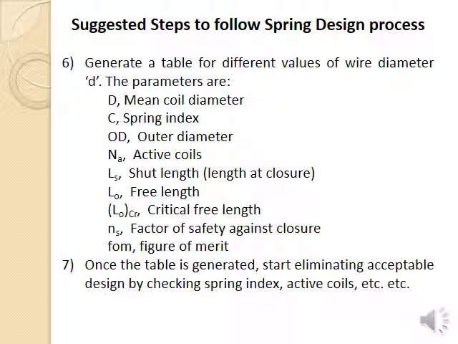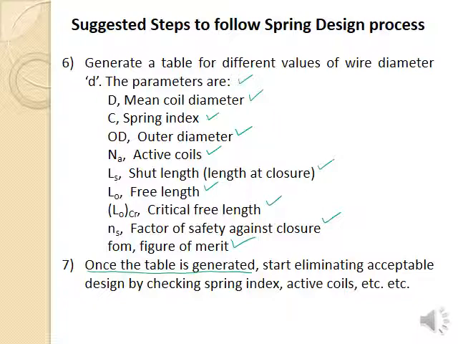Next, these are the parameters which you already know. You know D, you have calculated D, you have calculated the spring index, the outer diameter, the active coils, the shut length, the free length, the critical free length, the factor of safety at closure, and the figure of merit. So what I basically want to do now is generate a table.